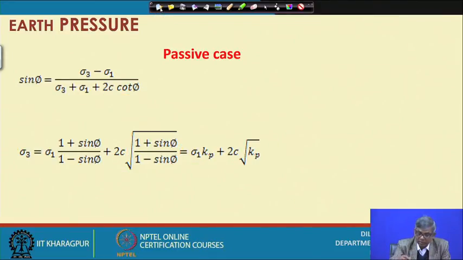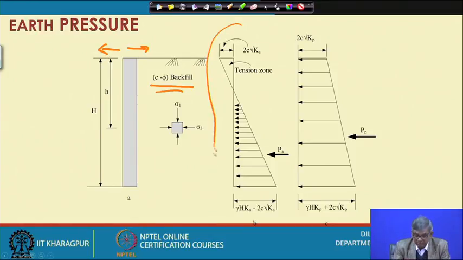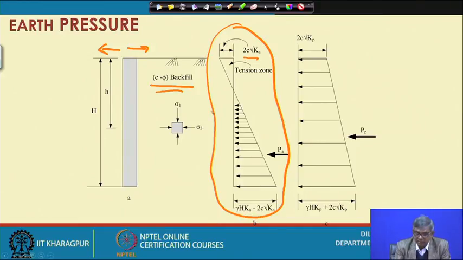Next, let us see once again together active and passive, how the pressure diagram looks, I will show again. So, you can see here the cohesive soil backfill having C and phi, and sigma 1 and sigma 3, because of the wall movement in this direction or this direction. So, it moves in this direction, this is the active case, and your pressure diagram will be something like this. At this point 2 C root Ka, and at this point gamma H Ka minus 2 C root Ka. And when the wall moves in this direction, then your pressure diagram will be 2 C root Kp at this point, and at this point will be gamma H Kp plus 2 C root Kp.